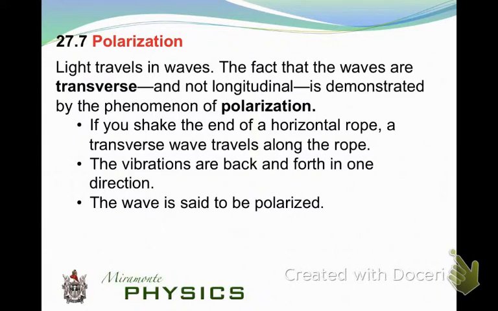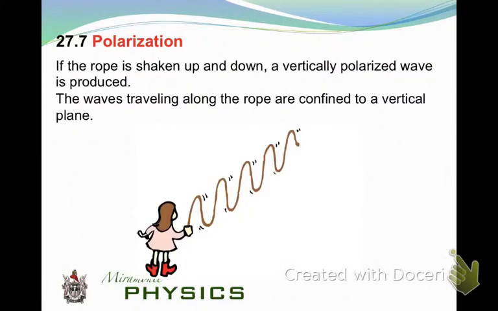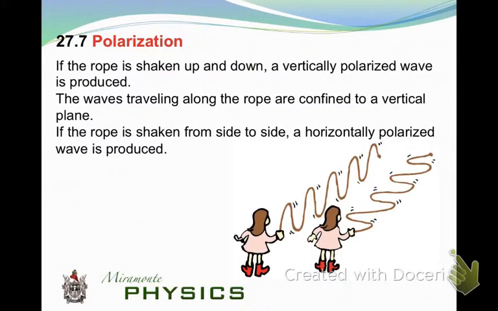If you shake the end of a horizontal rope, a transverse wave will travel along the rope. The vibrations are back and forth in one direction. The wave is said to be polarized. So here's a look at it. Okay? So we say this is a polarized light. In other words, it's transverse and it's in one plane. Okay? So one direction. Not in all planes, but just one. We would say that is a polarized wave. You could shake your rope this way, and you're going to get a transverse wave that's horizontal. Again, all in one plane. We would call that a horizontally polarized wave.